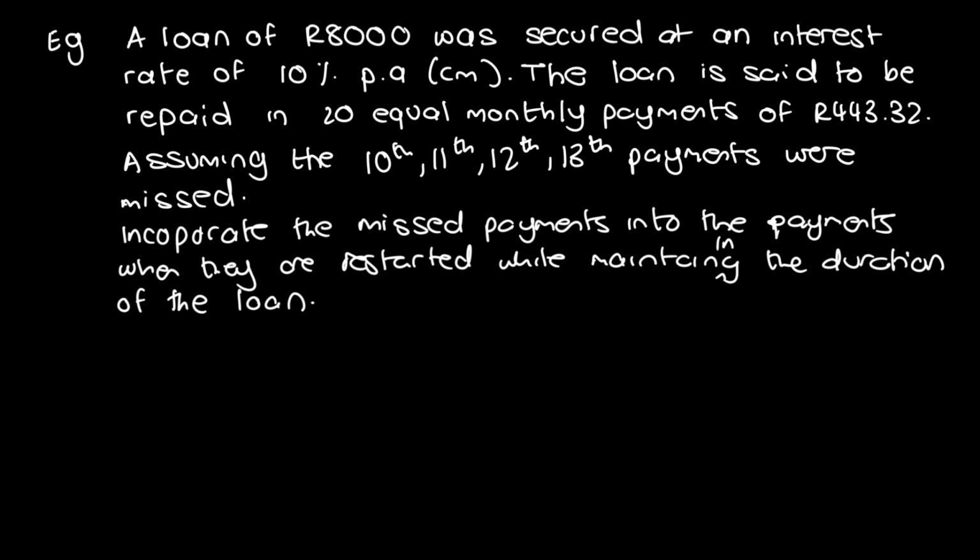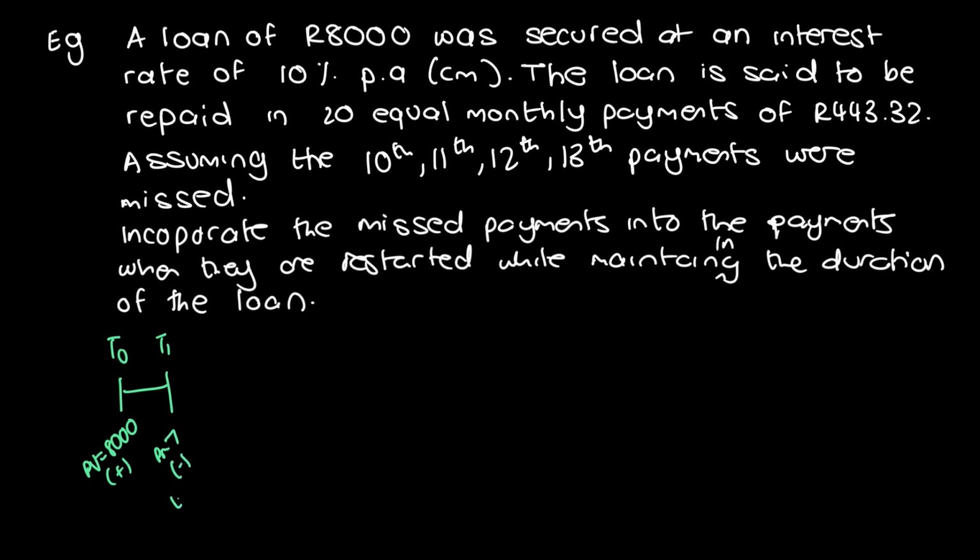But the whole idea behind this is that we're going to adjust our monthly payments to incorporate the missed payments of the loan. So let's start off by just drawing our original annuity. So we had the T0 with our present value equal to 8,000, and it's an inflow of money, so it's positive. And then we had our T1 where we make a payment, and that's negative.